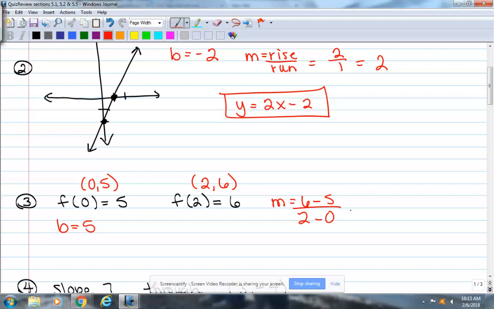All right, so what is 6 minus 5? 1. What's 2 minus 0? 2. And that is 1/2, right? Yes. And it will not reduce anymore. So I've got M and I've got B. So what's the equation for this line?